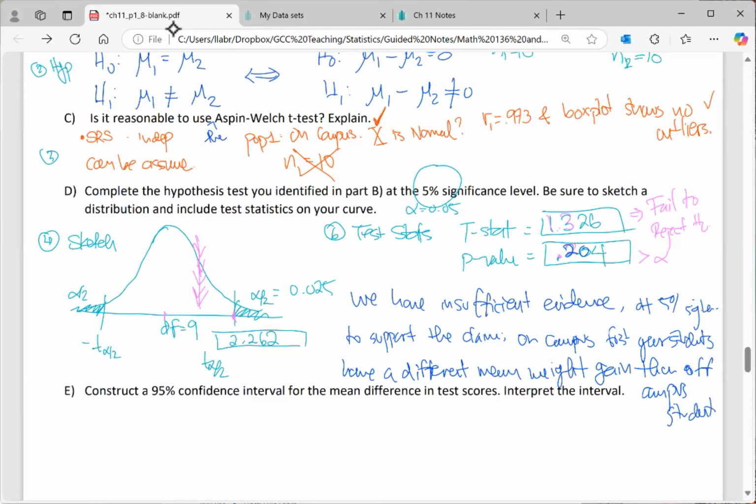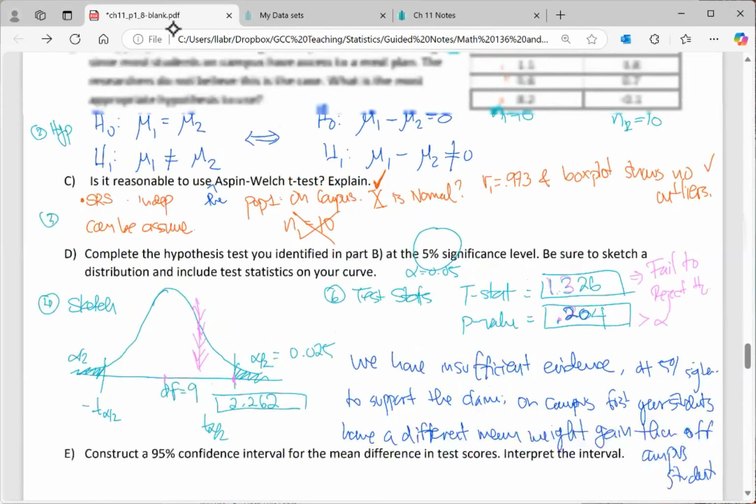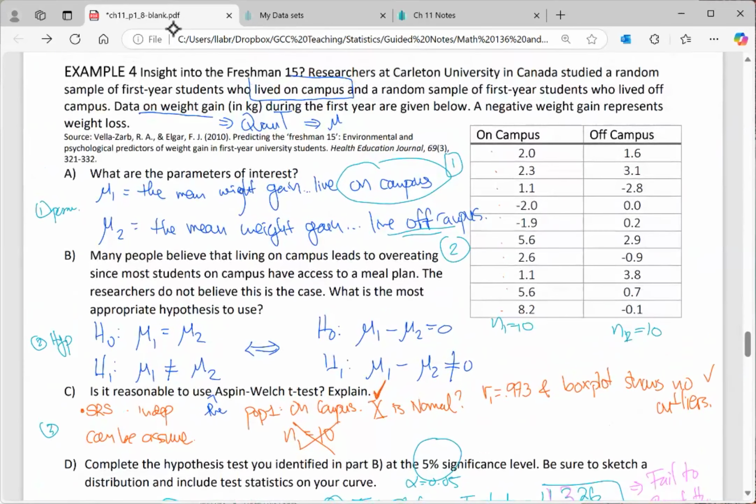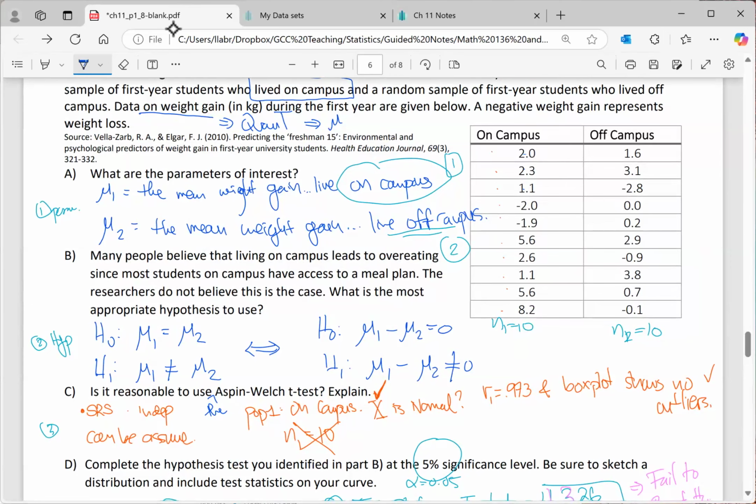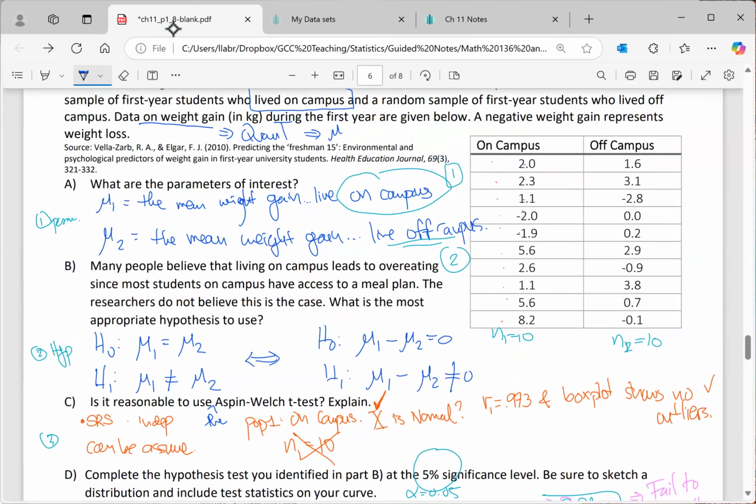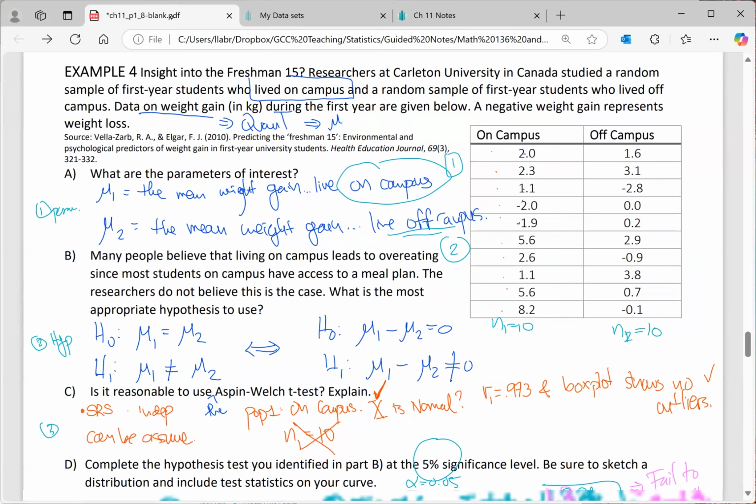Wow, so that was actually pretty surprising. So according to that data, there does not appear to be a difference. If you take a look at the actual data itself, you can see that the on-campus, pretty low, most of these students, 2, 2, 1, -2, -1. So those individuals lost weight. And the rest gained about 5 pounds to 8 pounds.